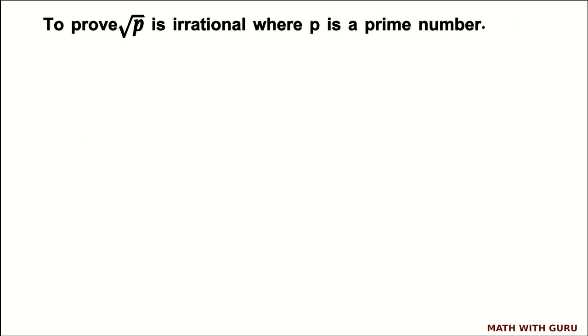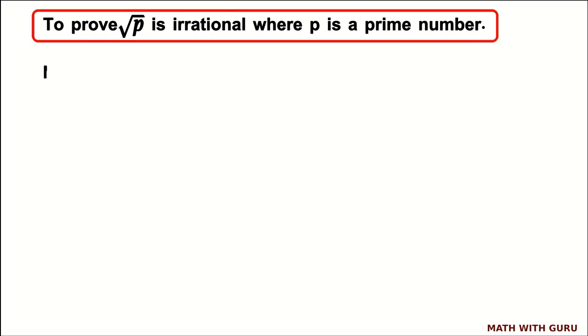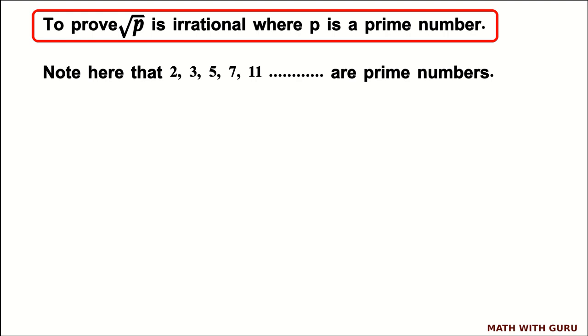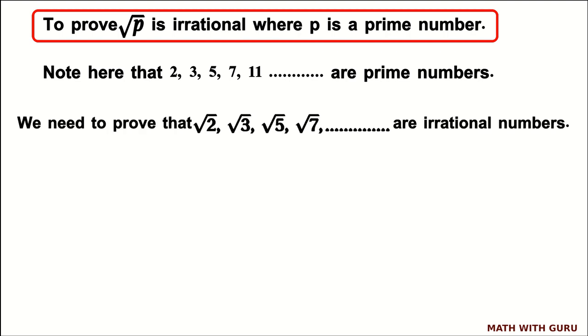Now, to prove root P is irrational where P is a prime number. What do you mean by a prime number? A number which has no factors other than 1 and itself is called a prime number. For example, 2, 3, 5, 7, 11 and so on are prime numbers. We need to prove here that root 2, root 3, root 5, root 7, etc. are irrational numbers. Let us consider some examples.